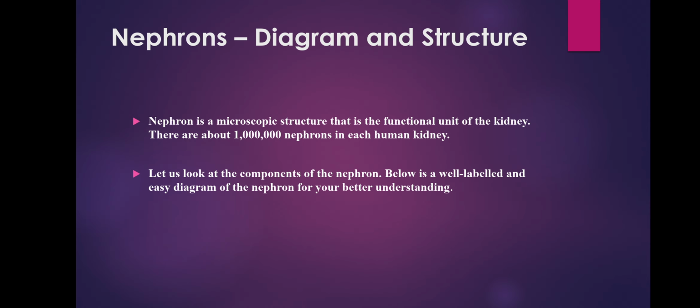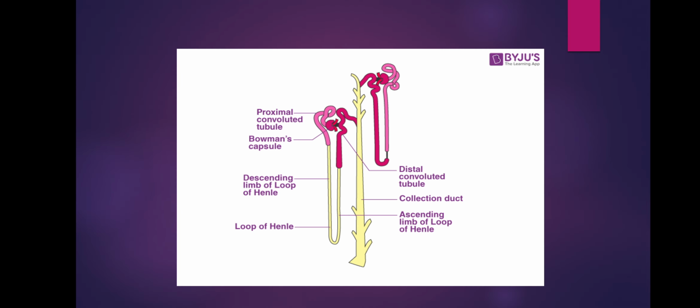The next one is the nephron. The nephron is the microscopic structure that is the functional unit of the kidney. There are about 10 lakh nephrons in each human kidney. Let us look at the components of the nephron. Below is a well labeled and easy diagram of the nephron for our understanding.